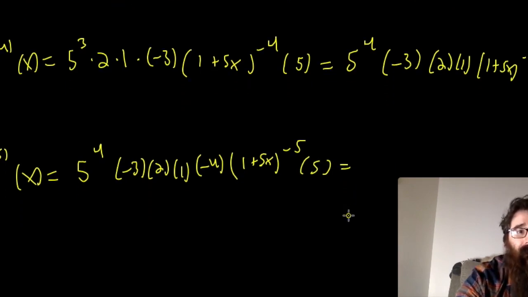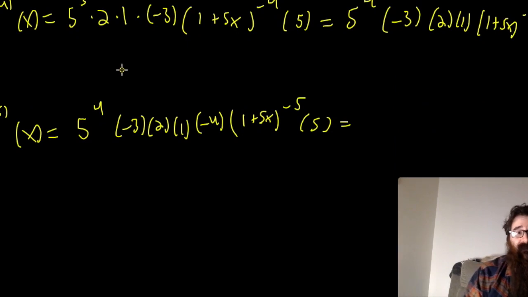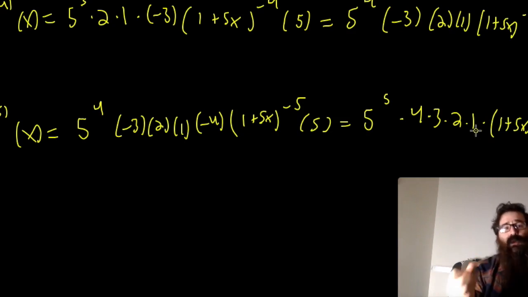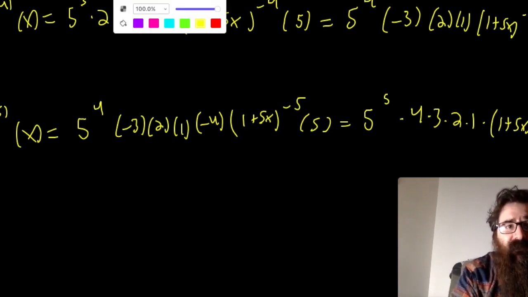And now cleaning this up, well, now I have a 5 to the 5th. Right? I have 5 to the 4th times 5 is 5 to the 5th. And notice I'm back to being positive. Negative times negative is positive. And I have this 4 times 3 times 2 times 1 times 1 plus 5x to the power of minus 5. And so on and so forth. If I want to find more derivatives, I certainly can and get more information that way.